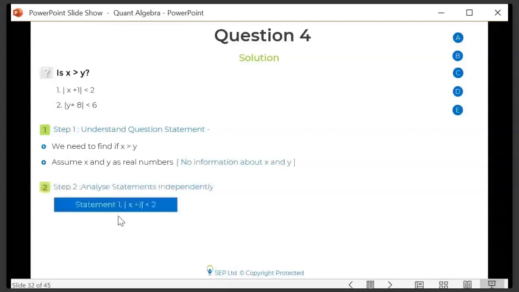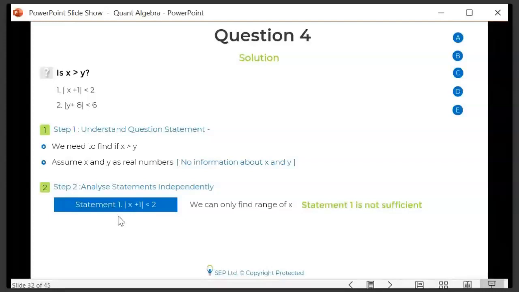Now, let's look at the first statement. Mod of x plus 1 is less than 2. I've already told you if it's a less than sign, then that means we just need to take minus 2 to plus 2. But you should ask yourself, this statement says mod of x plus 1 is less than 2, and I need to find out whether x is greater than y. But the statement given talks only about x, nothing else. Nothing has been mentioned about y at all. So you should not waste time solving it. You can, there's no problem, but ideally you should say that I can get only the range of x, so let me discard it for the moment. I'll not waste time on it. Let me move on to the next statement and see if I get my answer or not.